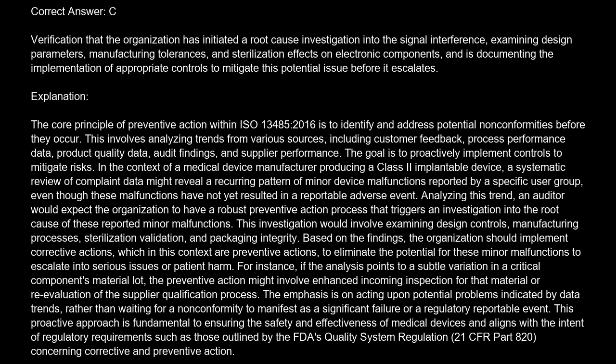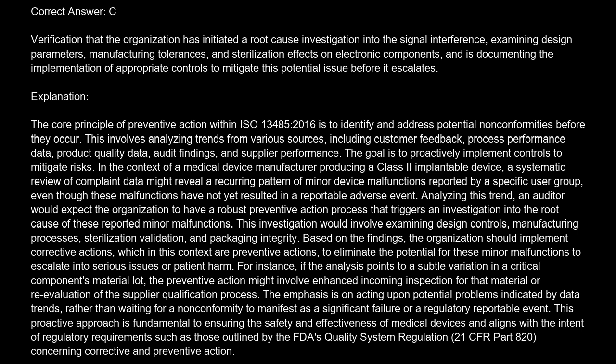In the context of a medical device manufacturer producing a Class II implantable device, a systematic review of complaint data might reveal a recurring pattern of minor device malfunctions reported by a specific user group, even though these malfunctions have not yet resulted in a reportable adverse event. Analyzing this trend, an auditor would expect the organization to have a robust preventive action process that triggers an investigation into the root cause of these reported minor malfunctions.